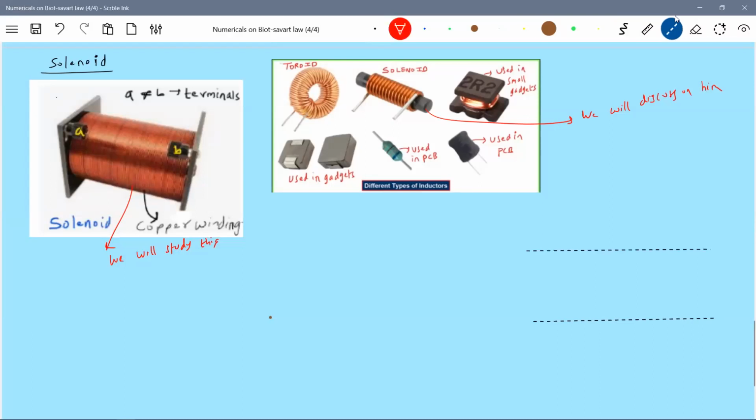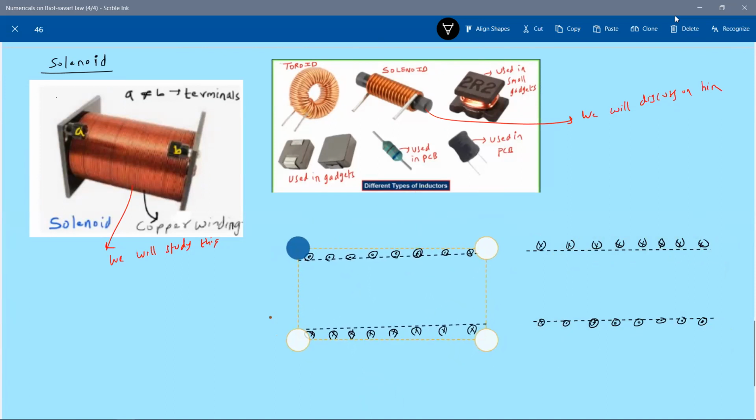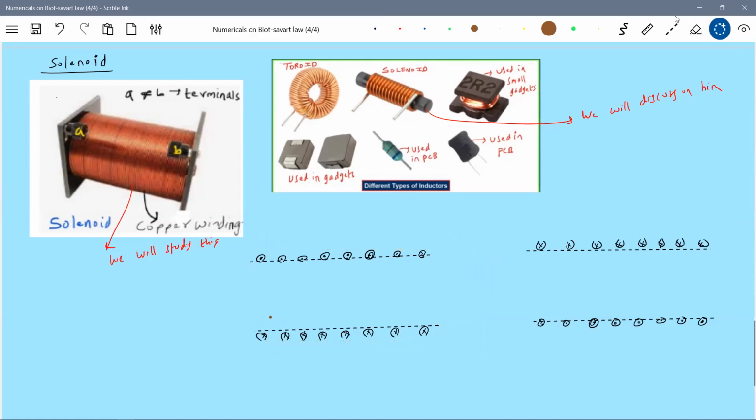So the field lines are actually very close. I'm showing it this way to make you understand the diagram. We are bringing it in this way. This is one solenoid. First, we'll define the axis of the solenoid.